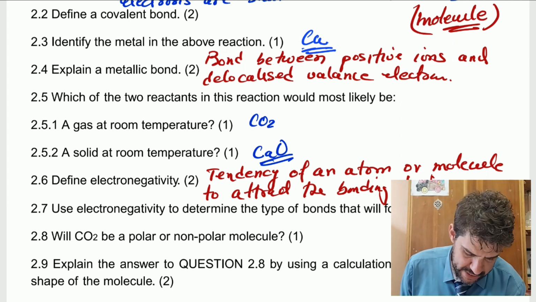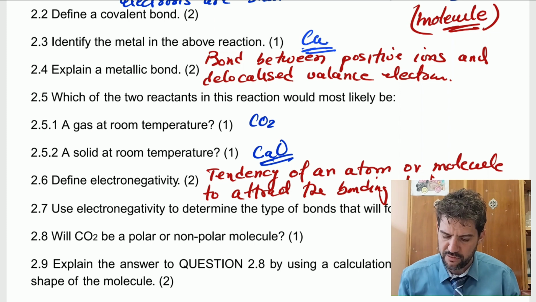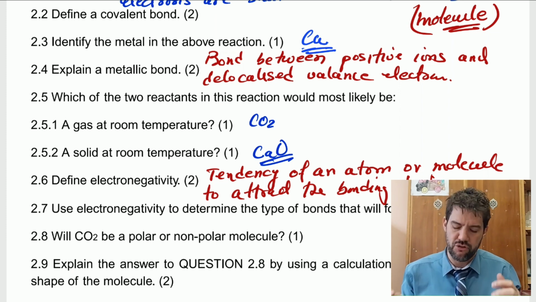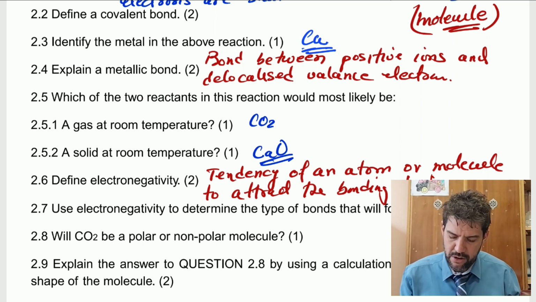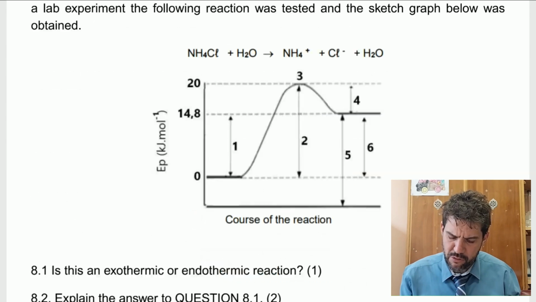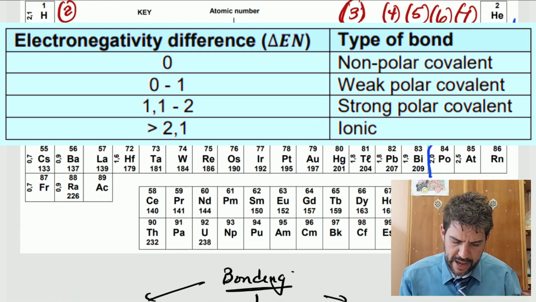The question says, use electronegativity to determine the type of bonds that will form in calcium oxide. So all you have to do is calculate the difference in electronegativity for calcium and oxygen, and then be able to identify it using this table I'm going to post so you can see how to do it.